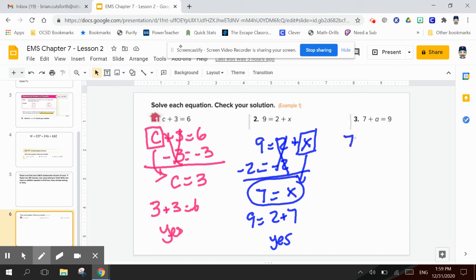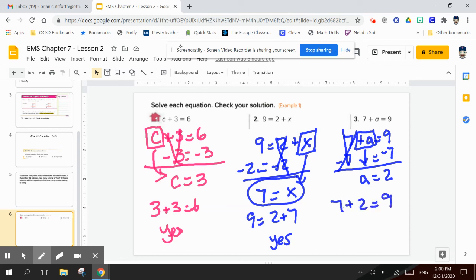Number 3, 7 plus a equals 9. Again, I want to get my variable by itself, so that means I go to my number here, so I have to subtract 7 from both sides. 7 minus 7 is 0. They cancel out. I'm left with my variable a. 9 minus 7 is 2. So to see if my value is correct, I take 7 plus 2 equals 9. 7, 8, 9. 9 equals 9. So that is yes.